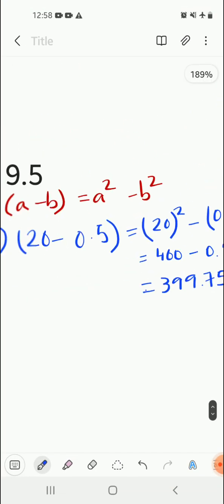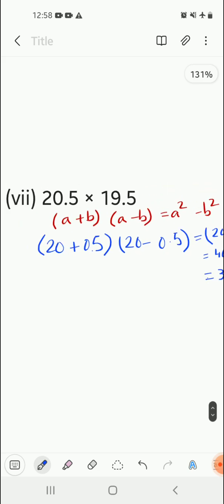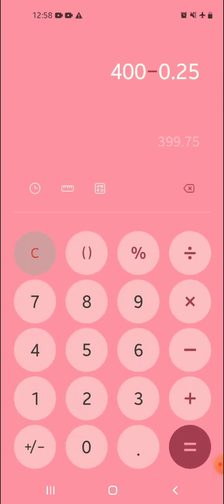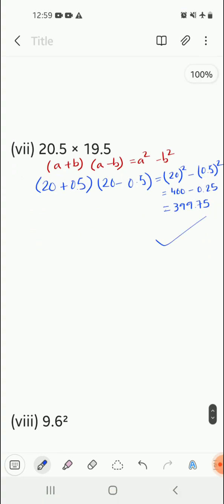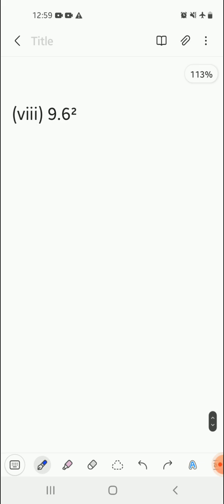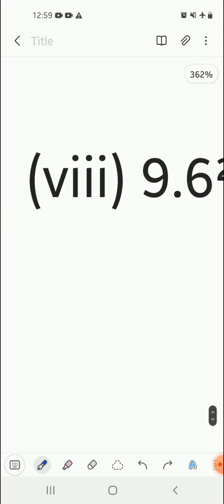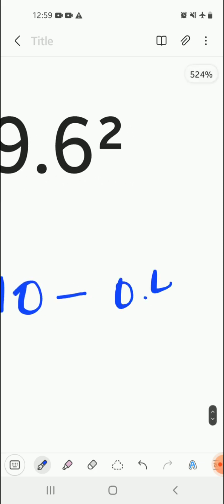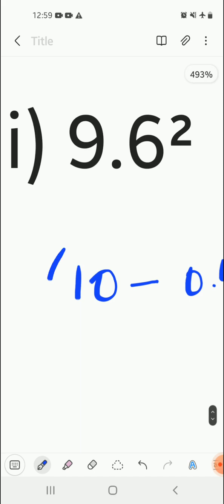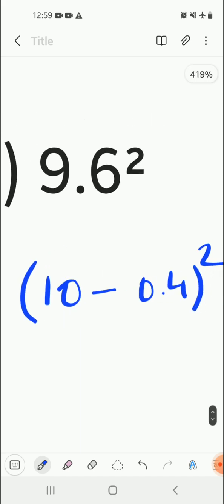You can also check the answer directly. That is 20.5 into 19.5, 399.75, which means the answer is correct. Moving on, next question, the last one that we have, 9.6 square. So this can be written as 10 minus 0.4 square, because 10 minus 0.4 is 9.6.